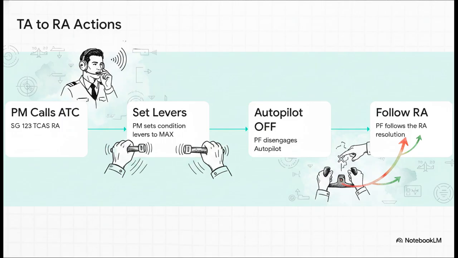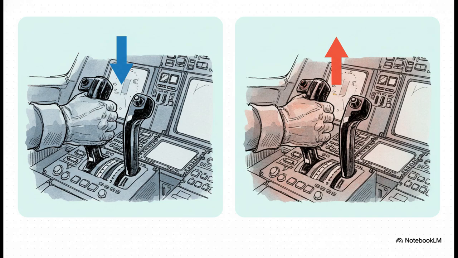The absolute most crucial point here is the handoff. The pilot monitoring finishes configuring those levers to max, and the pilot flying takes manual control to actually fly the escape maneuver. And speaking of the pilot flying, they have very specific power lever duties depending on the RA. If you get a descend RA, the PF sets the power levers to flight idle. If it's a climb RA, the PF sets those power levers to the rating detent.